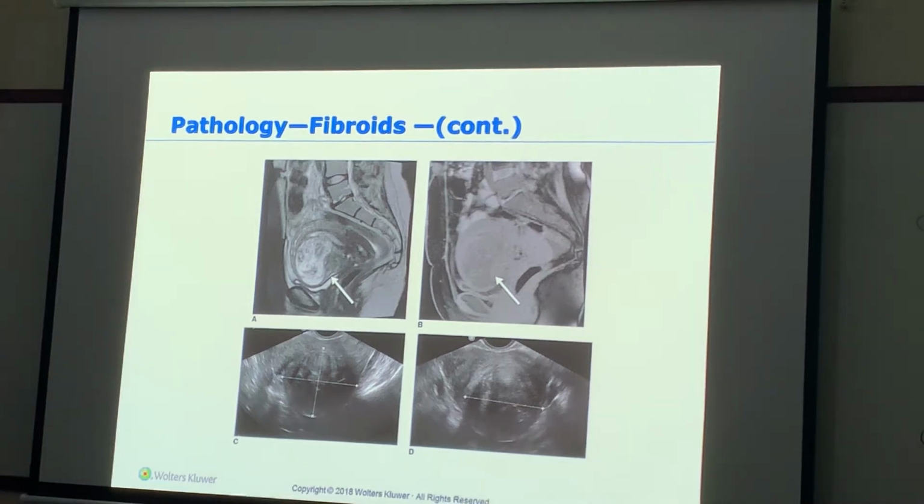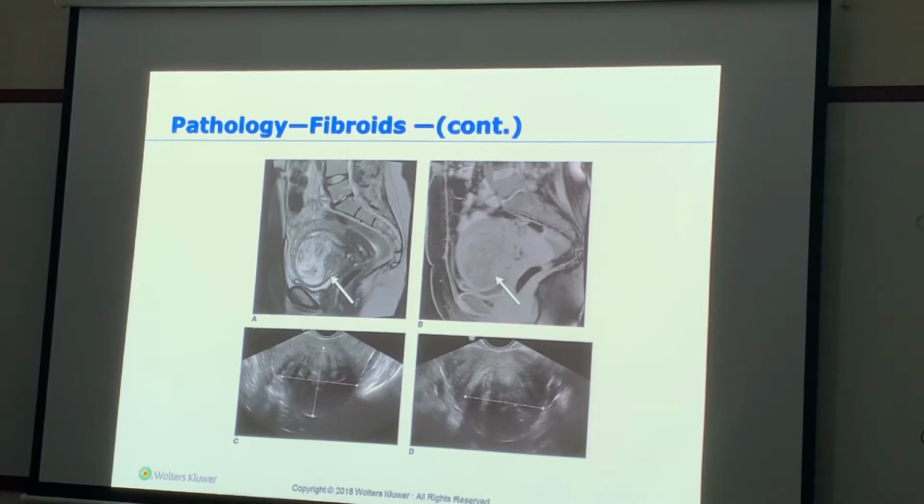So here's a fibroid. See how beautiful an MRI picks up the uterus here? And look what we see. Okay? Look how beautiful they can see it, and look what we see.